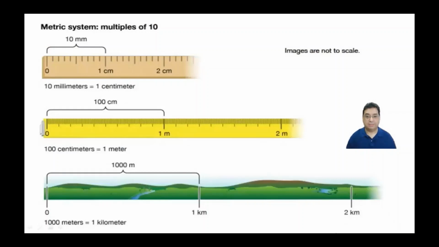So as I said, I got some visuals here showing the metric system that's based on multiples of 10. So the ruler on top here shows what a 10 millimeter part of the ruler looks like and how it's equal to 1 centimeter. Okay, now the middle one here shows what 100 centimeters looks like to make up 1 meter in a meter ruler, or in some places we call it a yardstick. And then at the bottom here, we show what 1,000 meters looks like. That makes up 1 kilometer.